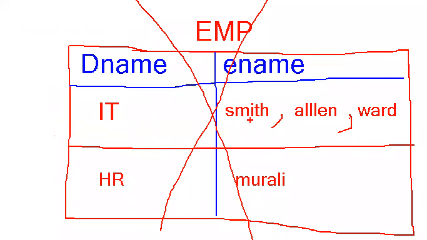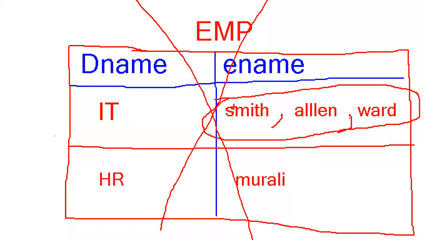Now in this cell, you are observing, the data contains multiple values. Observe here: Smith, comma, Allen, comma. A cell should not contain multiple values separated with commas. That is impossible. This is a problem. That's why this table is not working.